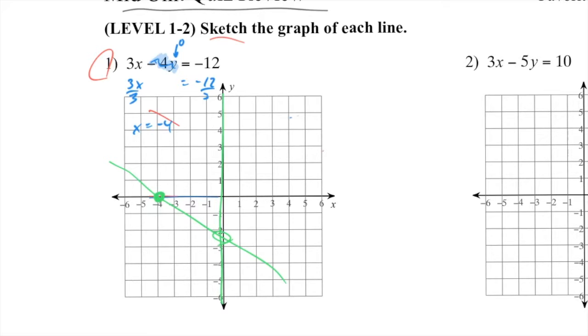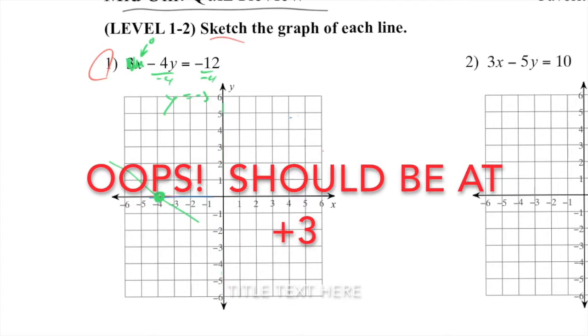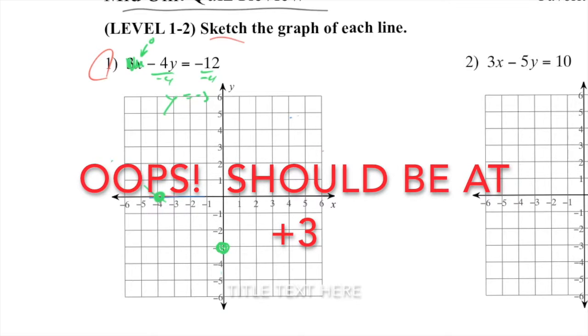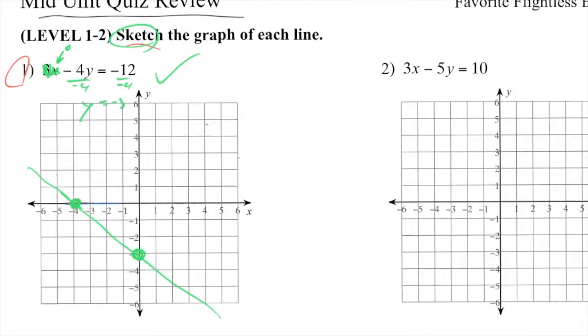So instead of plugging it in here, we're going to plug in 0 for x, and this 3 times 0 is 0, and so now we've got just dividing by negative 4, right, to solve. So divide by negative 4, divide by negative 4, and y should be negative 3. So this comes in here at negative 3, like that. So there's one point, there's the other point, and you draw your nice line, and you're done. Ka-ching, we just sketched it. Yay. All right, so moving on to the next piece.